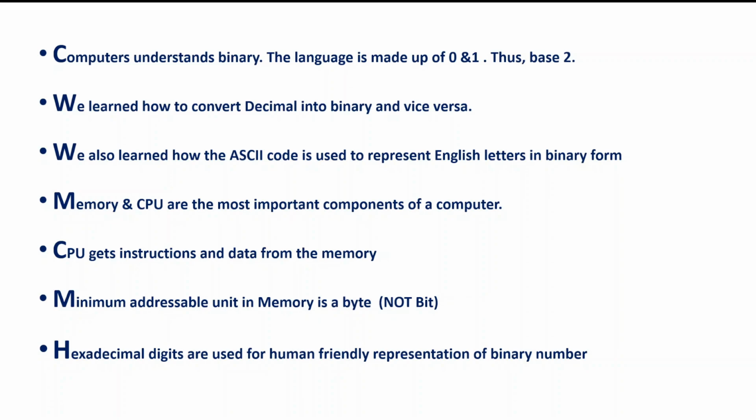The CPU and memory are the two most important components of a computer system. We also saw how the CPU and memory work together. The minimum addressable unit in memory is 1 byte. In other words, every byte in memory has a unique address. Hexadecimals are just a human-friendly notation of a binary number.